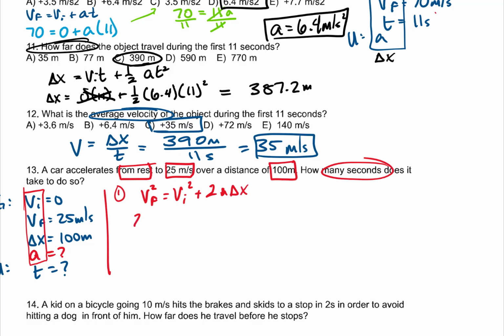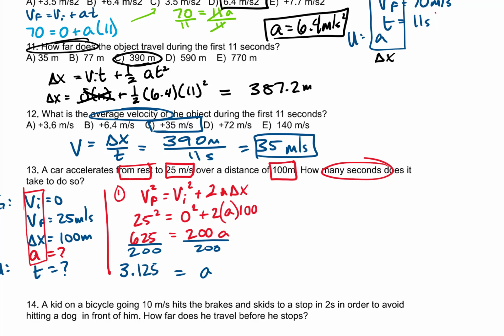Plugging in our numbers, 25 squared is equal to 0 squared plus 2 times the acceleration we don't know times 100. So 625 is equal to 200 times the acceleration. We're going to divide both sides by 200. And when we do that, the acceleration comes out to be 3.125. That's just the acceleration.